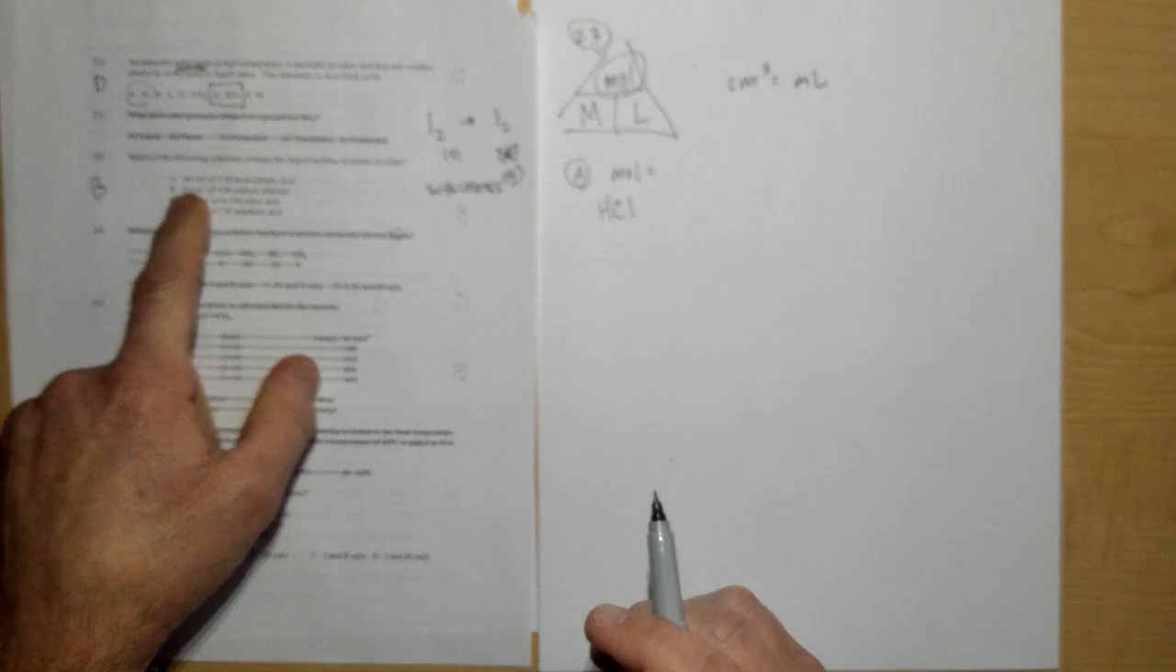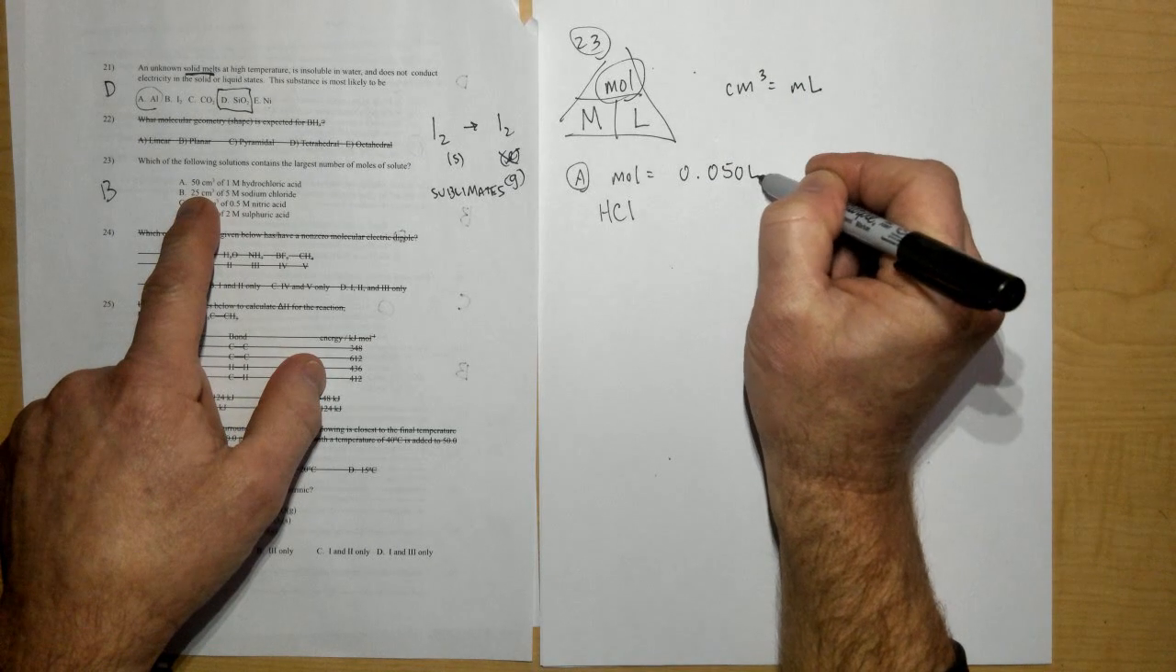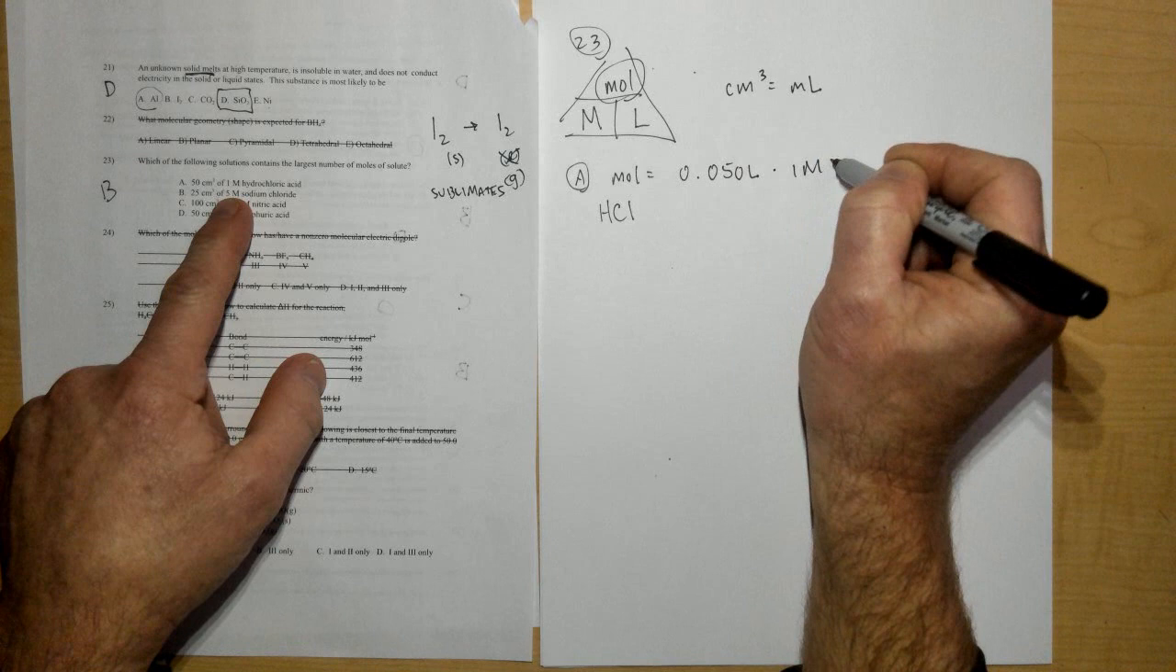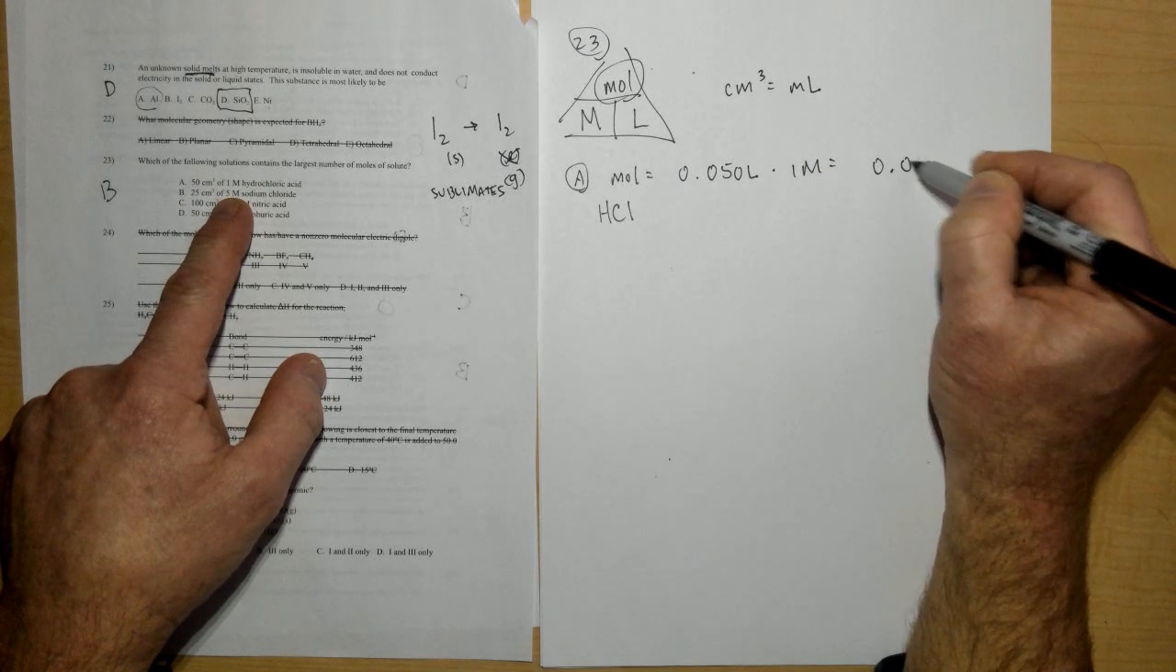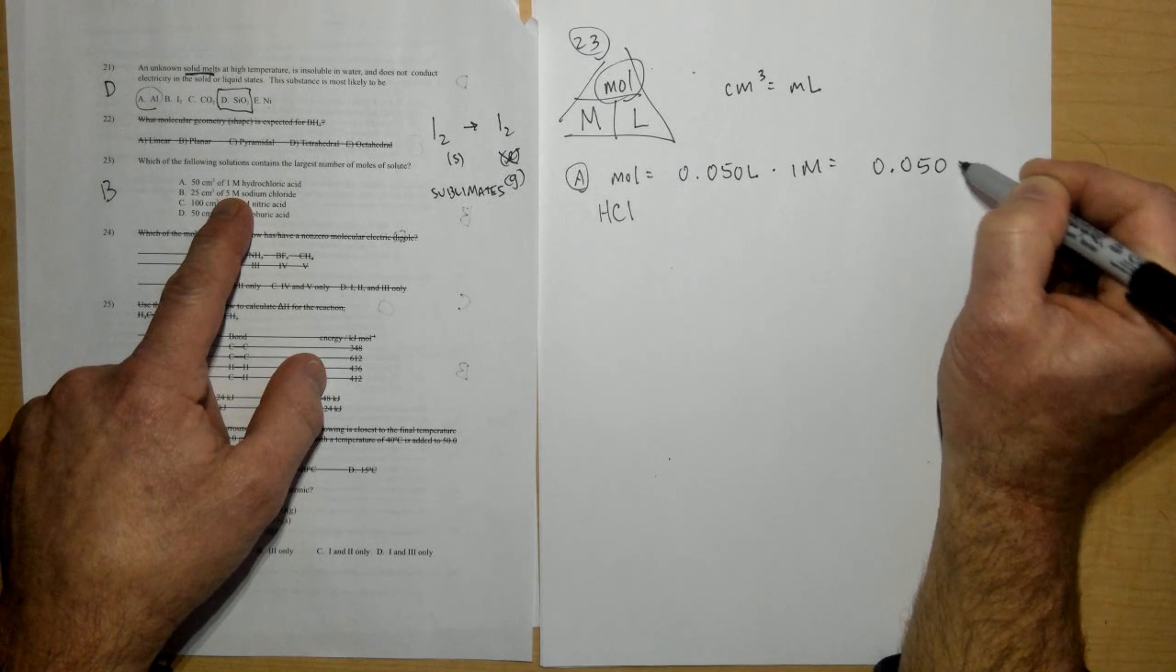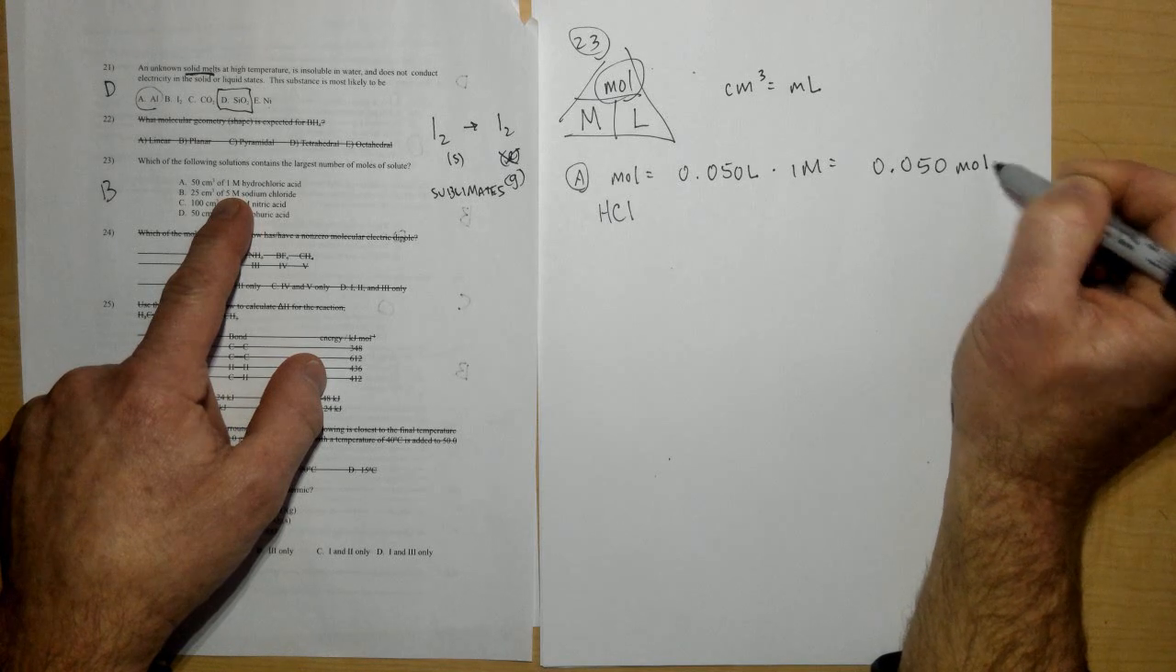And so 50 cubic centimeters would be 0.050 liters times 1 molar. And so my number of moles of solute would be 0.050 moles.